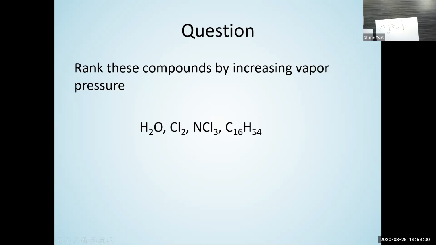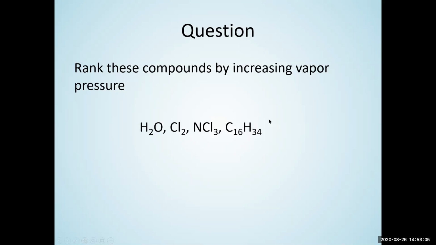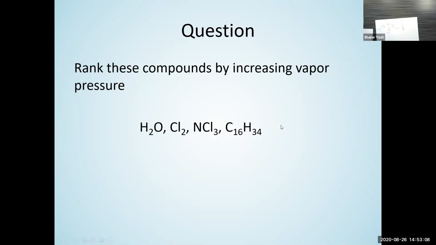Which one of these is going to have stronger dispersion intermolecular forces than the other? The C16H34 because it's larger. Exactly. C16H34 is a much larger molecule, so it's going to have stronger intermolecular forces, and the weakest is Cl2. So Cl2 has the largest vapor pressure, and out of all four of these, H2O is the lowest. Ordering these from lowest vapor pressure to highest is H2O, then NCl3, then C16H34, and then finally Cl2. Questions?